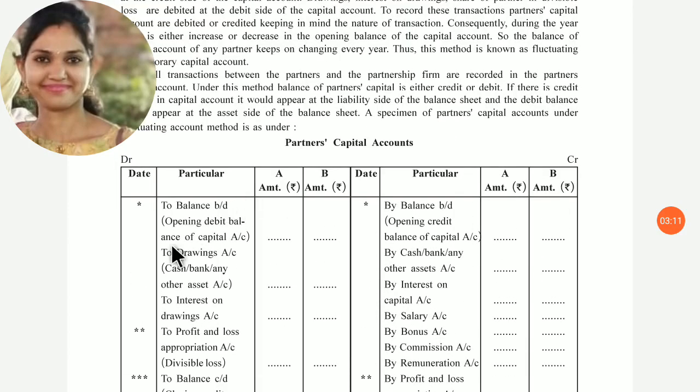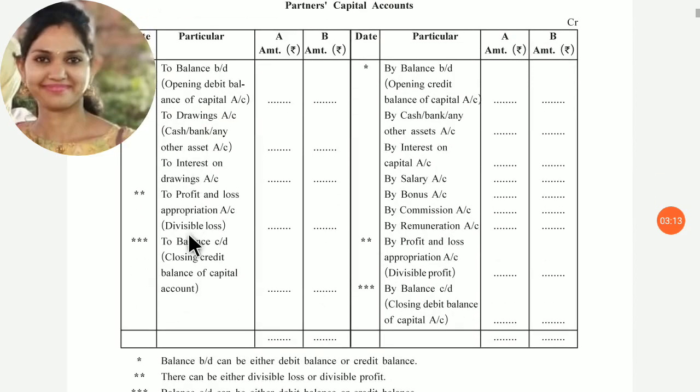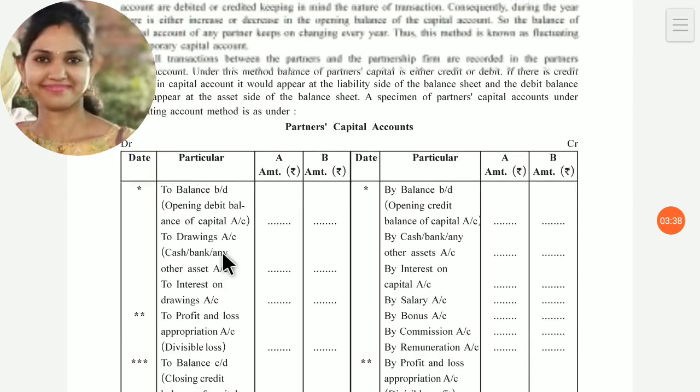Now we are coming to the debit side. We will write on the debit side drawing, interest on drawing, profit and loss appropriation account. It means a loss of a partner and the closing balance of a partner. See, opening balance we are writing on the credit side, so closing balance will be on the debit side, right girls?